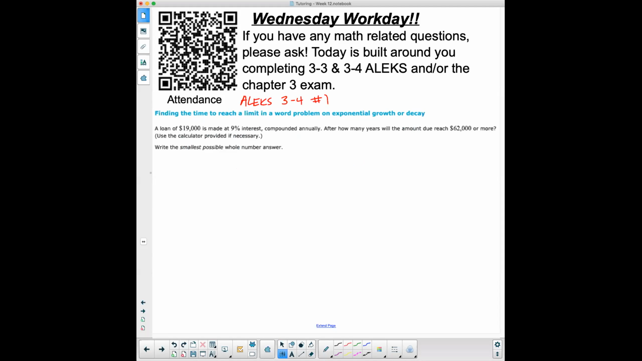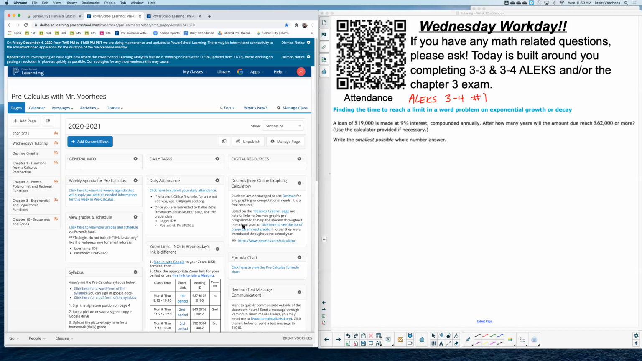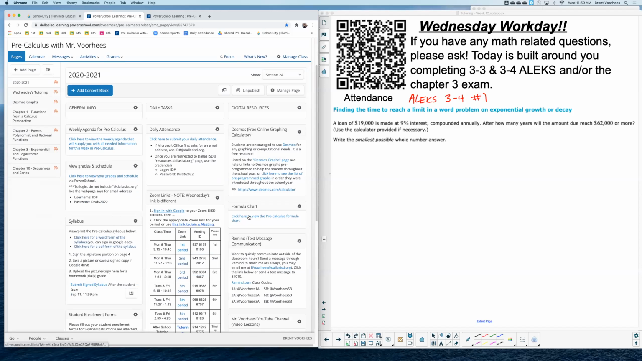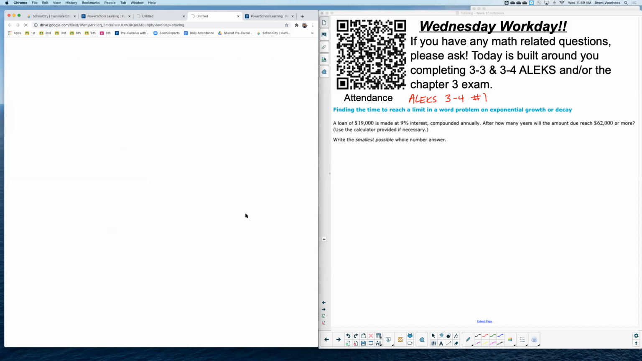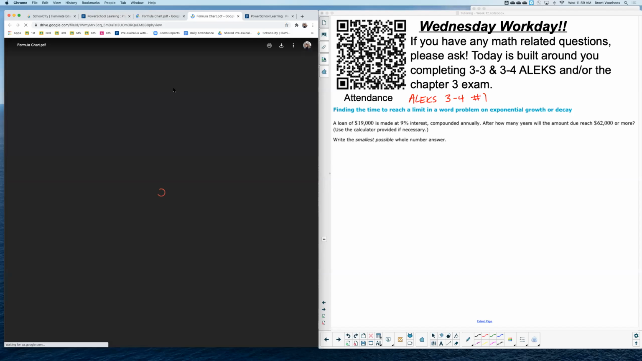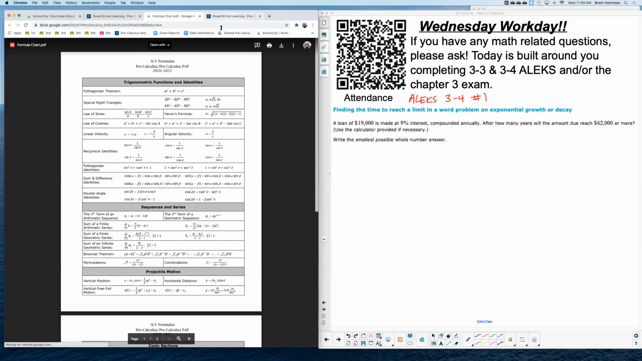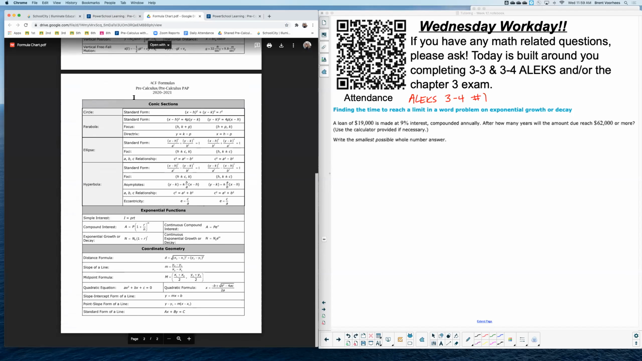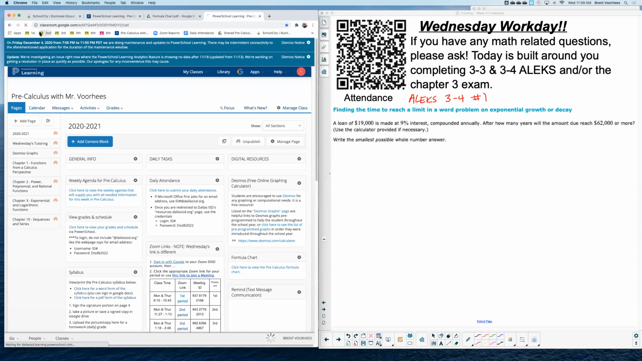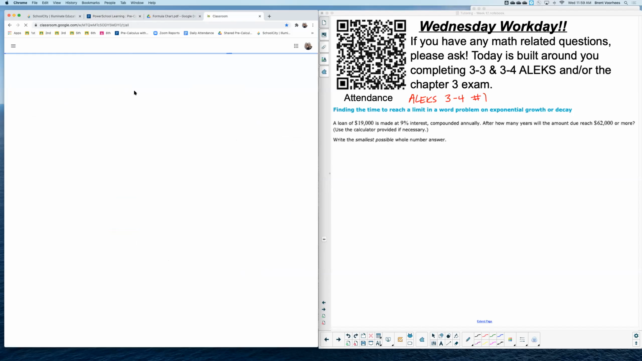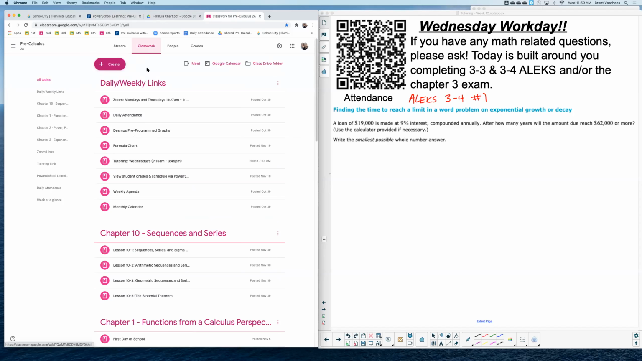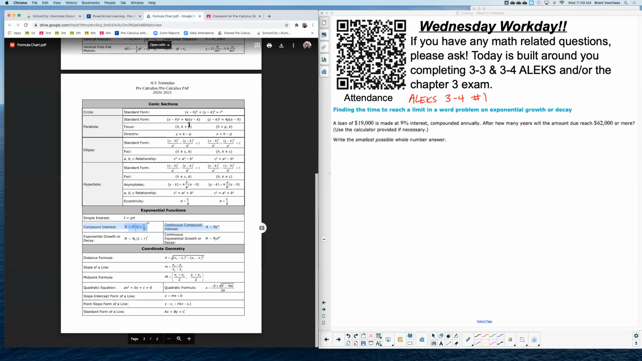Okay, so first, let me open up the formula chart. If you're using PowerSchool Learning, go to the main page, the 2021 page here, and click here for the formula chart. Or if you're in Google Classroom, it's down here, right in the main topic on classwork. You click formula chart right there. We're going to be looking at these 2 formulas.